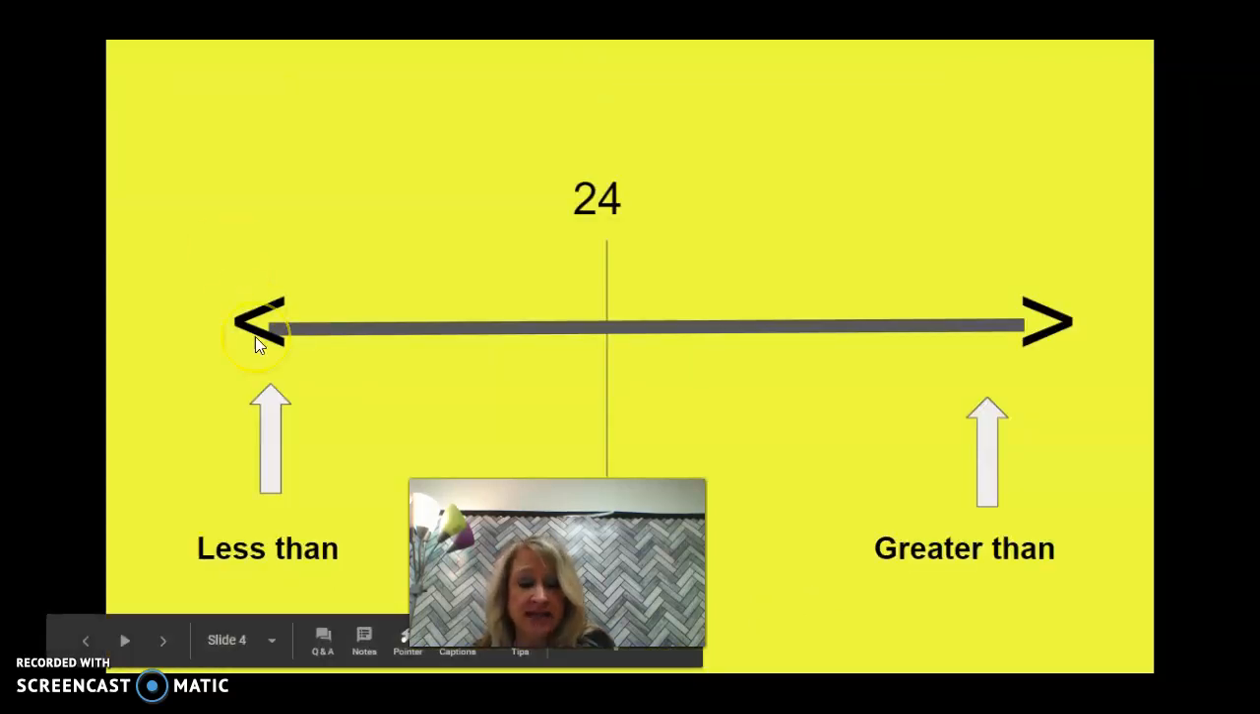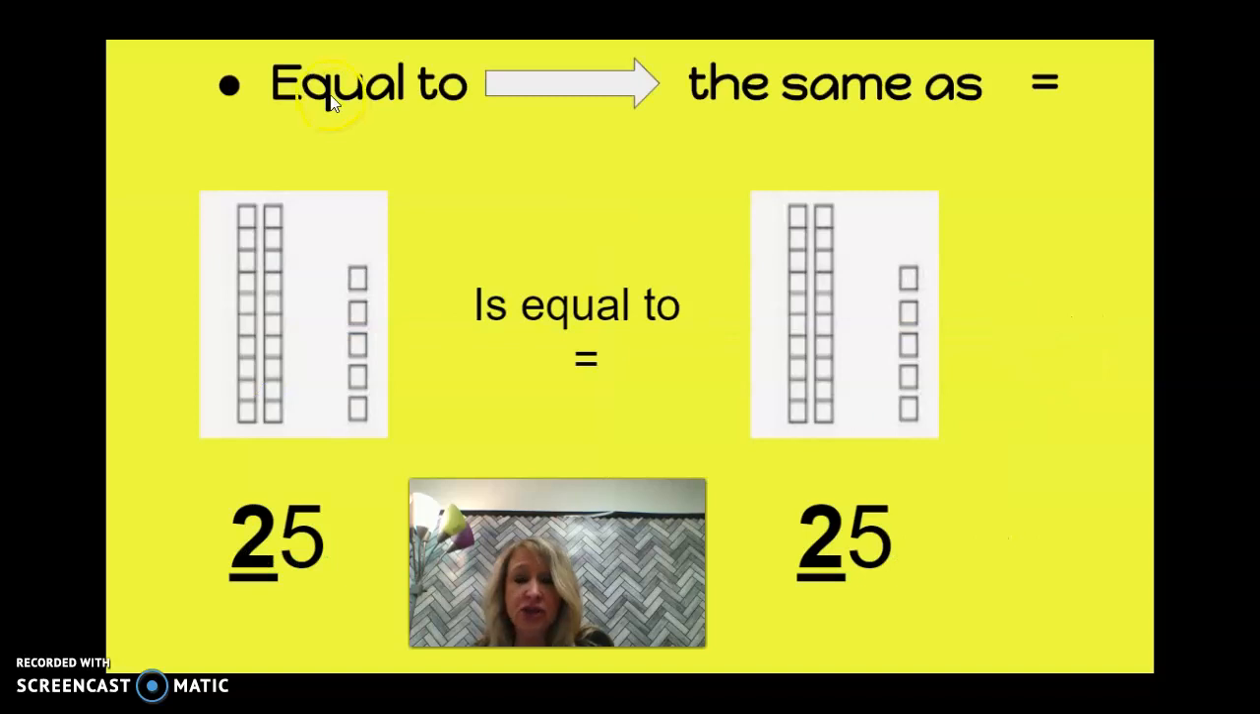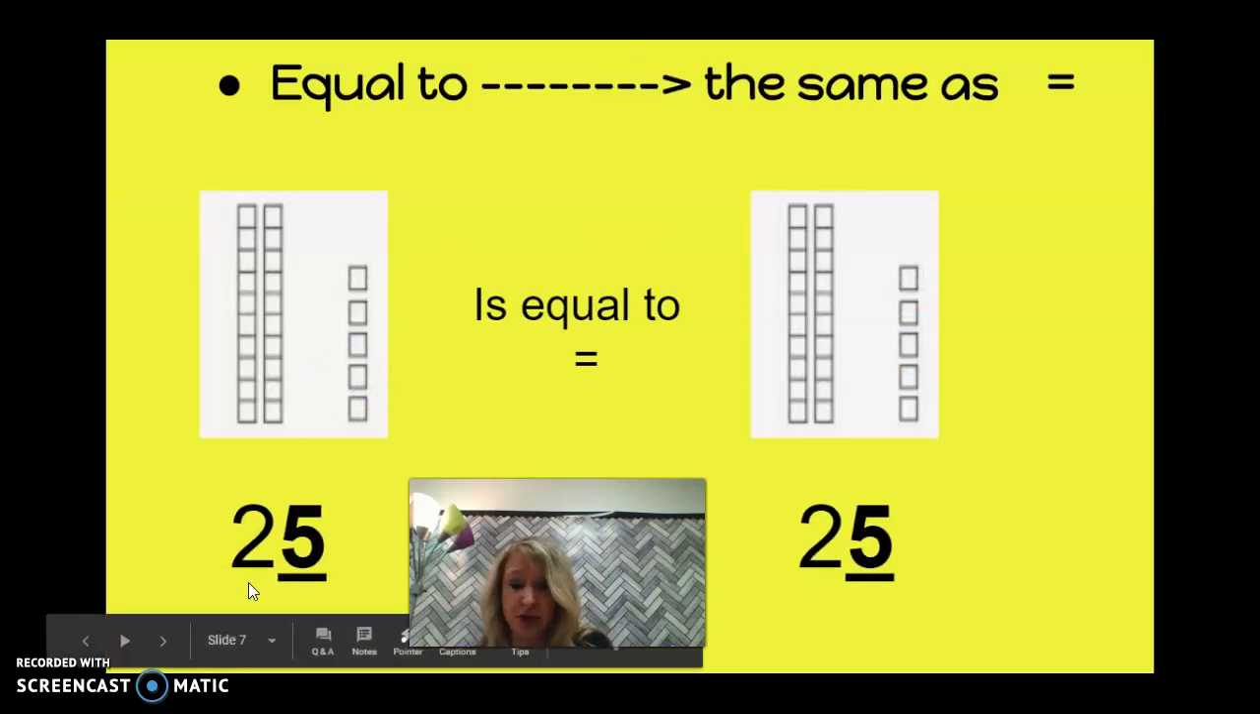Remember our less than symbol and our greater than symbol. Our less than symbol is at the numbers that are getting smaller. And the greater than symbol is on the side with the numbers that are getting larger. Equal to, remember, means the same as. So 25 is equal to 25 because they have the same number of tens and the same number of ones.